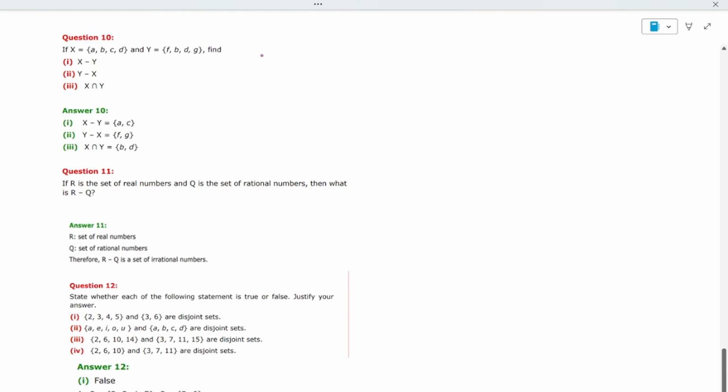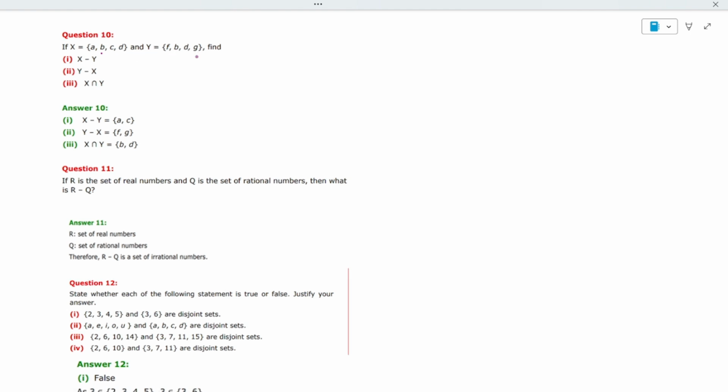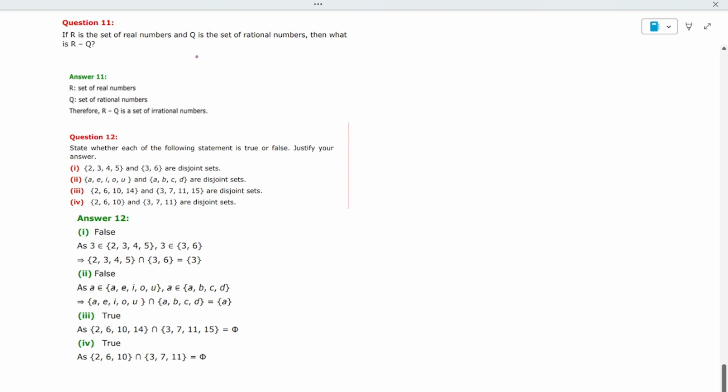Now let's see the 10th question, where we have to find X minus Y and Y minus X, and we have to find an intersection. Intersection is nothing but the common elements. Common elements are b and d, and b and d here also. Now let's see the 11th question. If R is the set of real numbers and Q is the set of rational numbers, then what is R minus Q? R is having real numbers and Q is having rational numbers, and we have to find R minus Q.